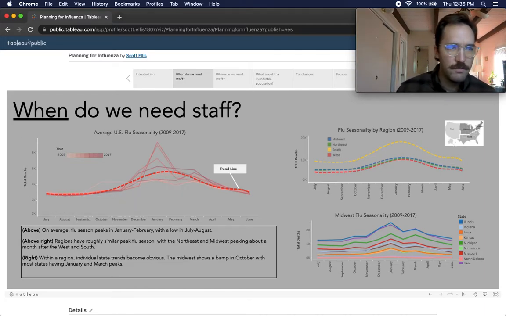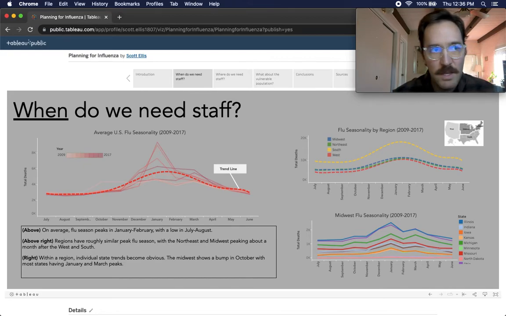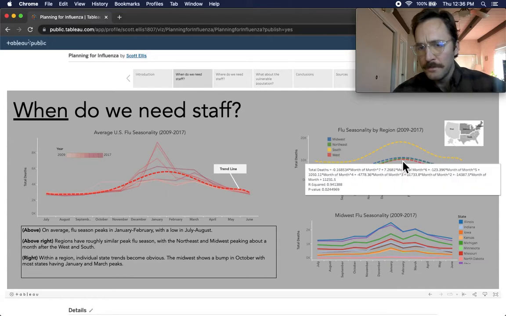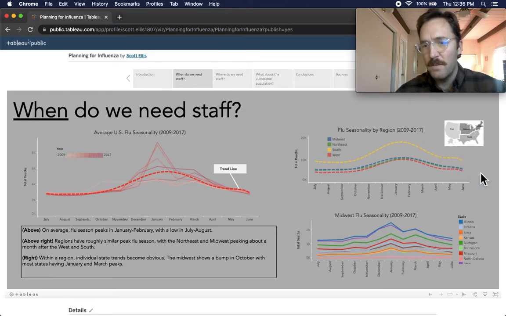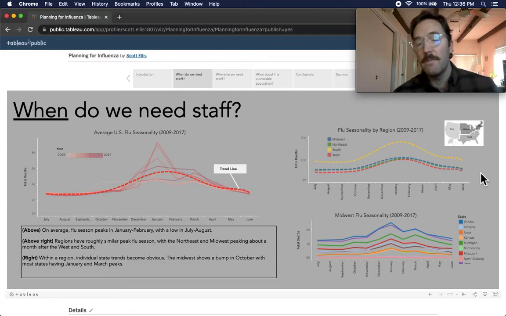Regional trends follow a similar pattern without very significant differences between regions, at most only a couple weeks between the different regional peaks. This means that peak staffing will happen concurrently across the country. And we see that in the top right chart, the 4 census regions. You can see that they peak very close together. So that means our peak staffing will be pretty much happening at the same time across the country.